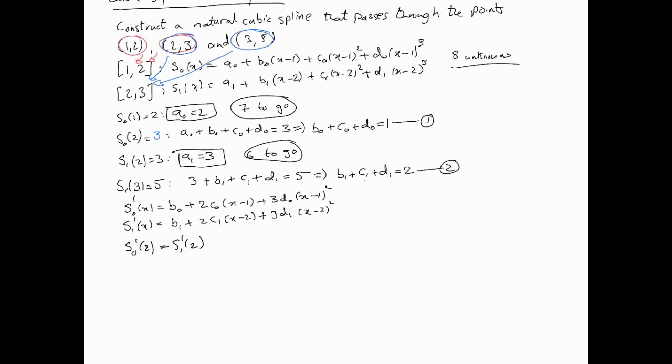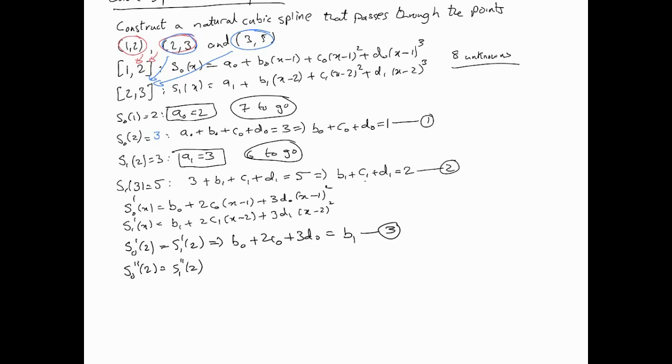The matching condition is s0 dash of 2 should equal s1 dash of 2. When we substitute 2 into the s0 derivative, we end up with b0 plus 2c0 plus 3d0, and that should equal the s1 prime at 2, where everything turns to 0 except b1. This turns out to be the equation, which we label as equation 3. The other matching condition is the same thing, only with the second derivative.